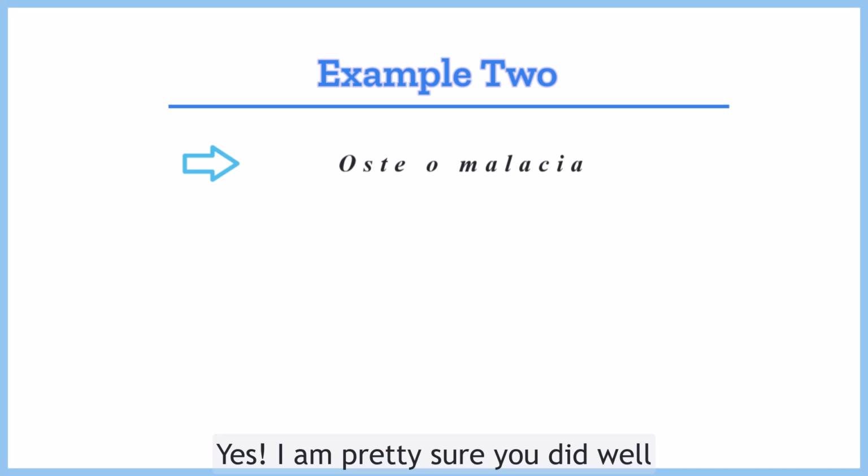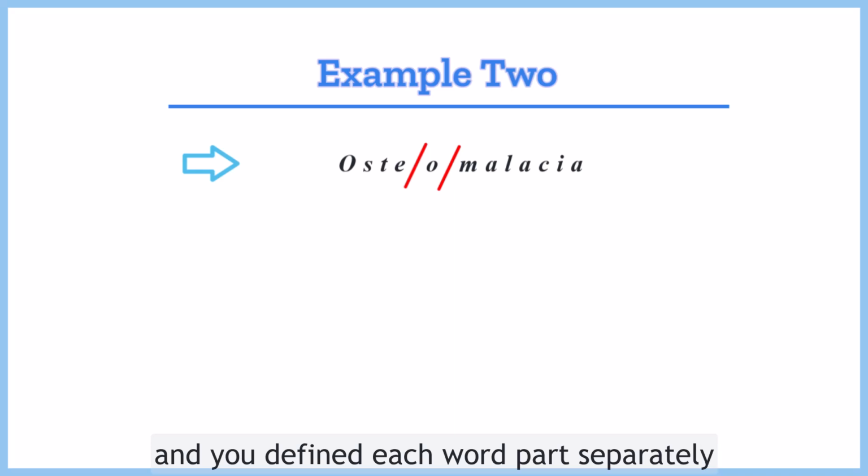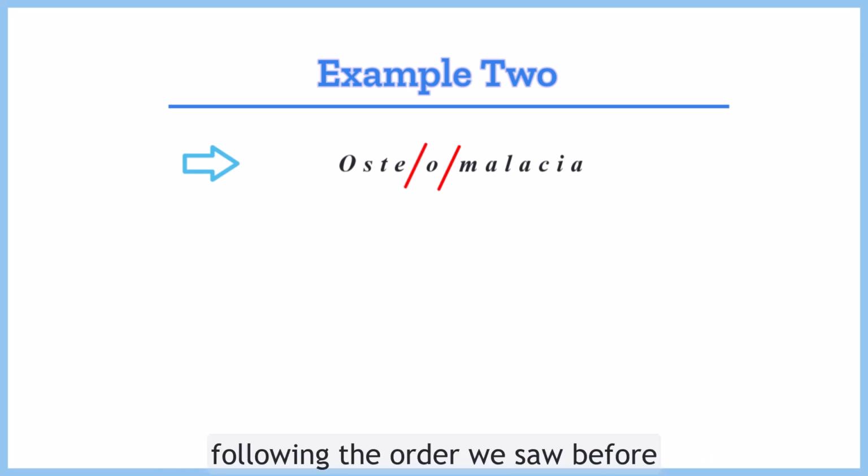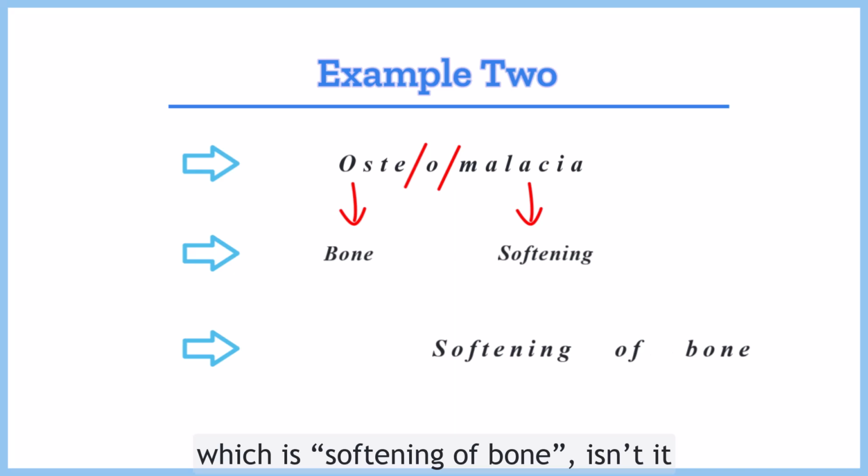Yes, I'm pretty sure you did well and you followed the same steps. You divided the medical term into word parts, and you defined each word part separately following the order we saw before. Then you came up with this meaning, which is softening of bone, isn't it?